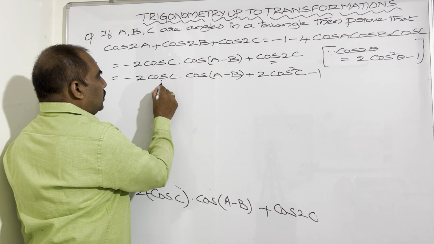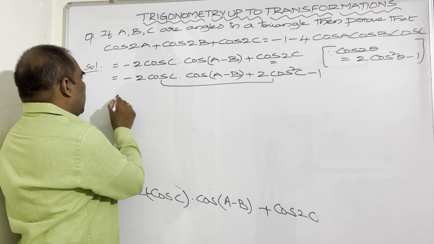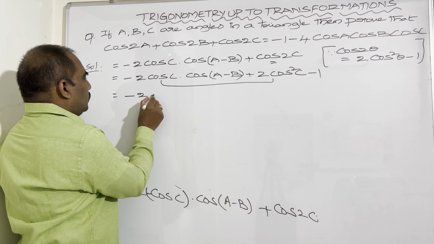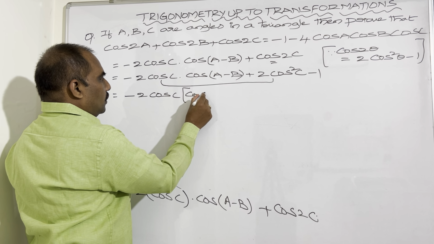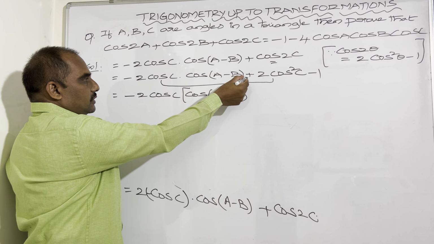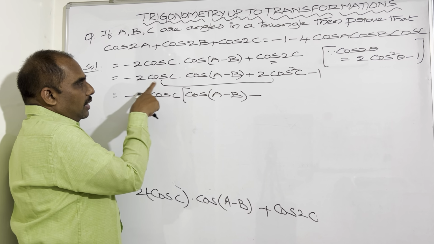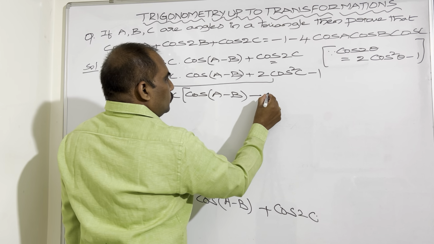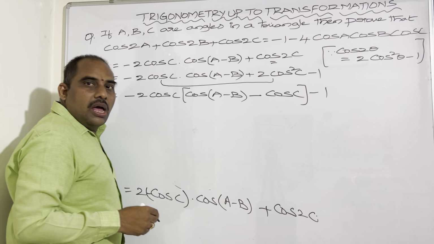Now observe these two terms. What is common in these two terms? Clearly 2 cos C is common, but I am taking minus also common. So minus 2 cos C into cos of (A minus B), and I have taken minus common here. Already we have plus, so we get minus, because minus into minus is plus. Already I have taken 2 cos C common, so one cos C is left over, and the last minus 1 is written as it is.